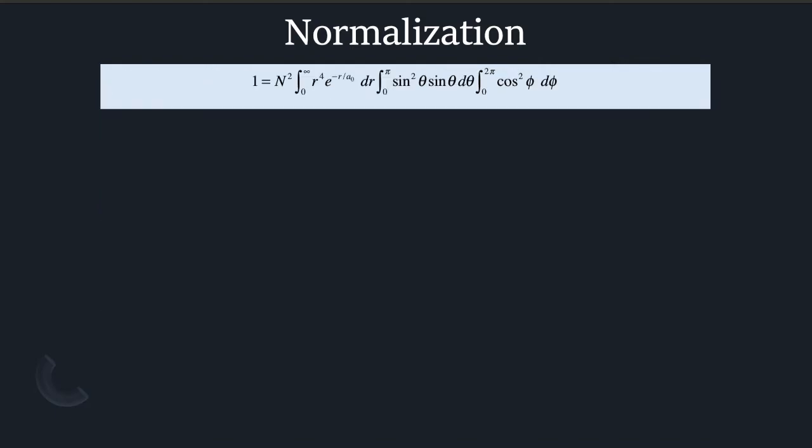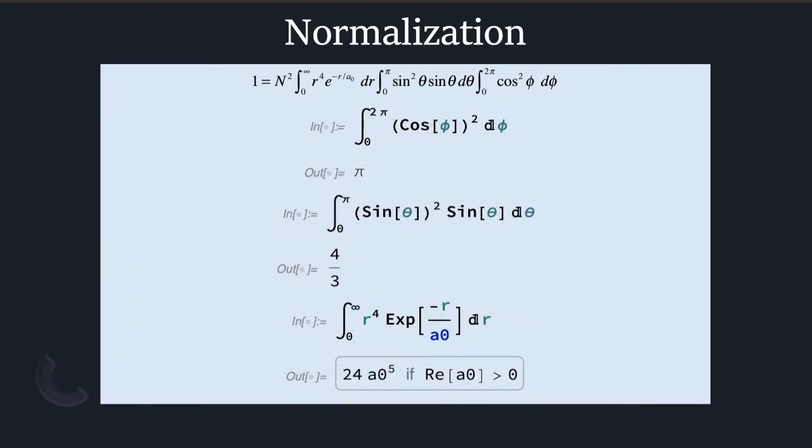We need to evaluate this product of 3 integrals. We can do that, for instance, in Mathematica. We find the value of the integral over phi is pi. If we integrate from 0 to pi for the integral over theta, we find 4/3. Finally, for the radial part, integrating from 0 to infinity, we get 24 a0 raised to the 5th power.